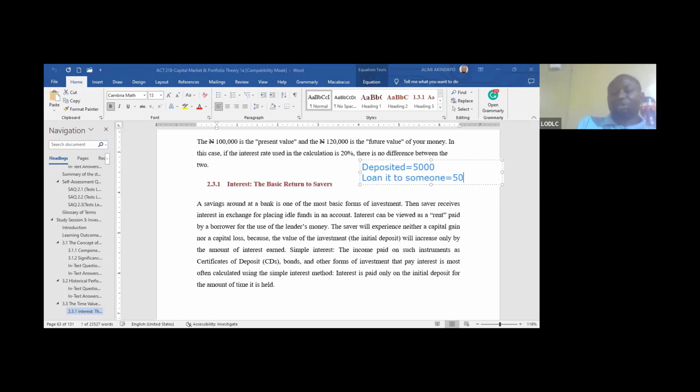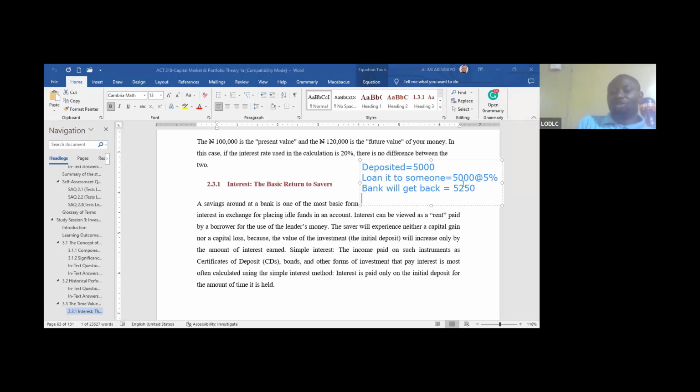So 5,000, the bank will get back, let's say this 5,000 at an interest rate of 5%. Do you understand? So the bank will get back 5,250. That is, the person that they loaned the money to will pay back 5,250.